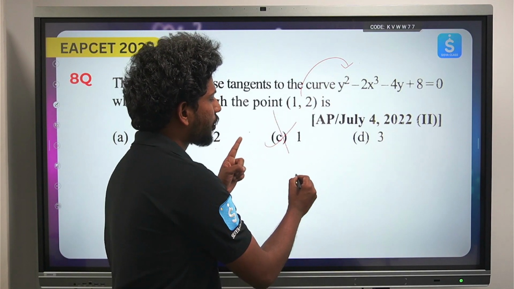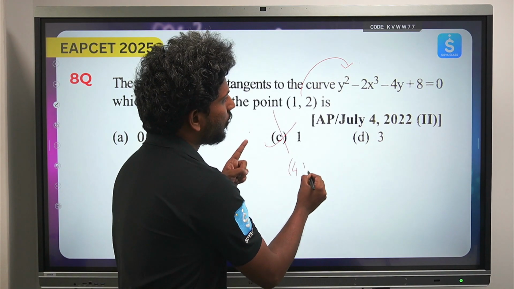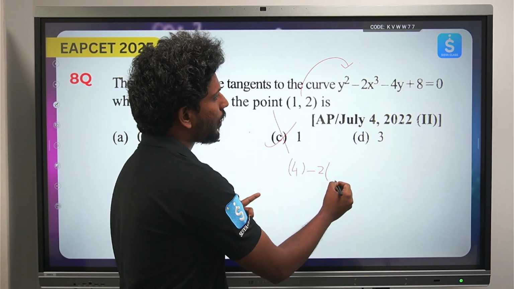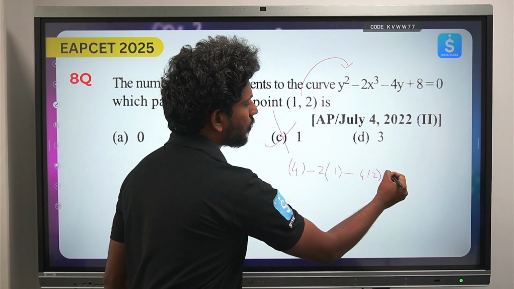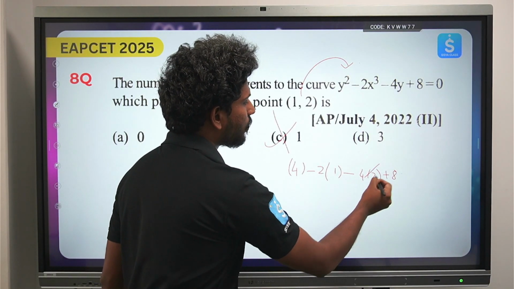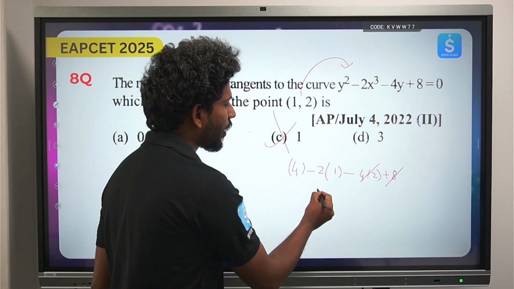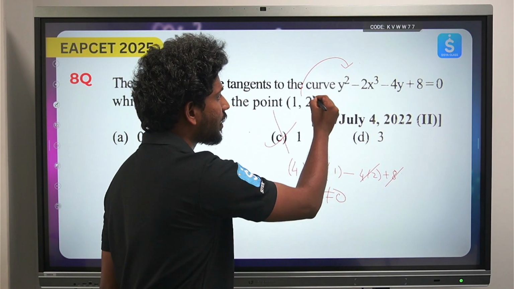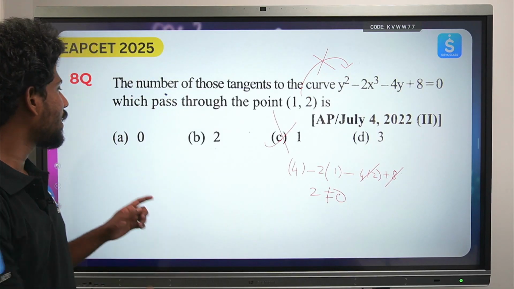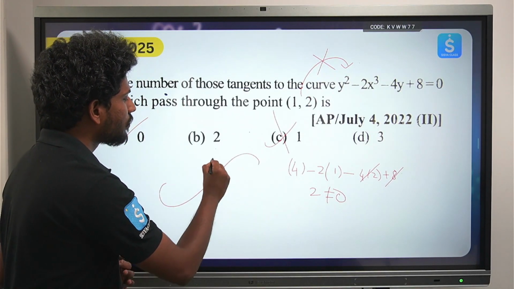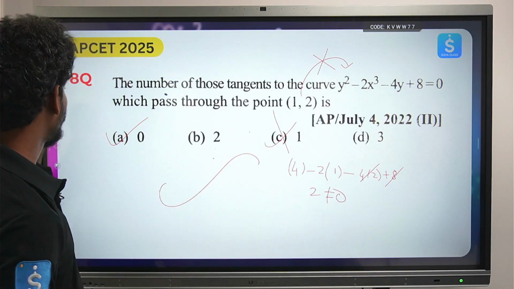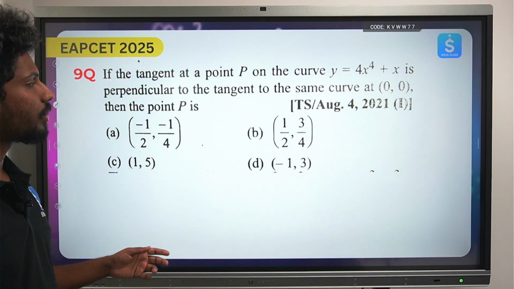So if you substitute 2 square which is 4, minus 2 into 1 square that is 1, minus 4 into 2 which is 8, so plus 8. Minus 8 plus 8 gets cancelled, 4 minus 2 which is not equal to 0. Hence this point does not lie on the curve, hence the number of tangents that can be drawn is 0, because there is a curve but the point is lying outside the curve, hence you cannot draw a tangent at that point to the curve.